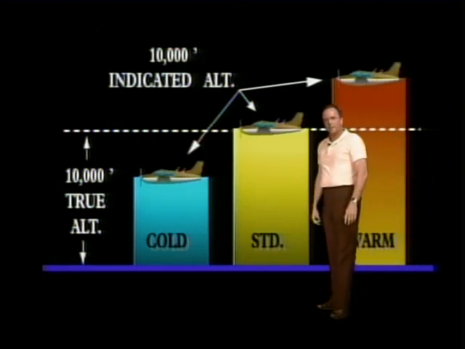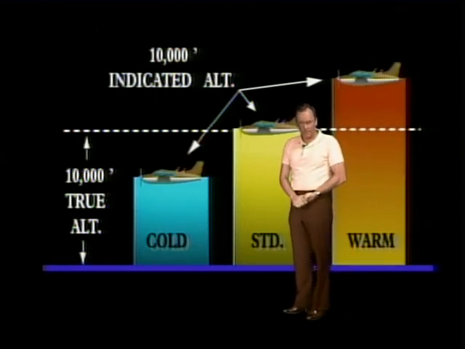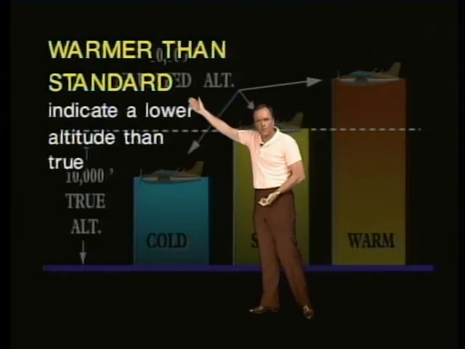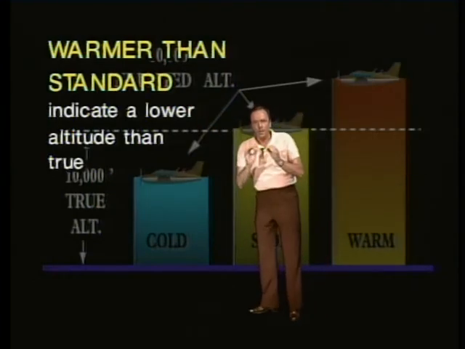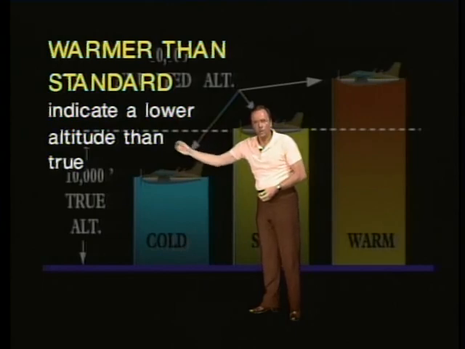We all understand that. It makes great sense to pilots, so therefore they're not going to ask us that way. Here's the way they're going to ask the question on the FAA written exam. They say you fly to temperatures warmer than standard. What's the indicated altitude going to be compared to true altitude? And the answer is the indicated altitude will be lower than true altitude.